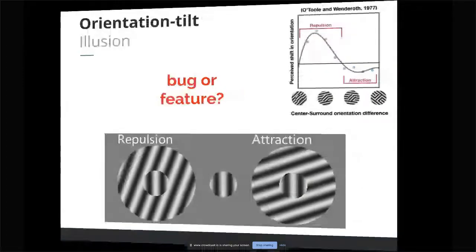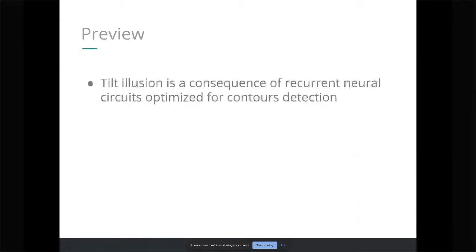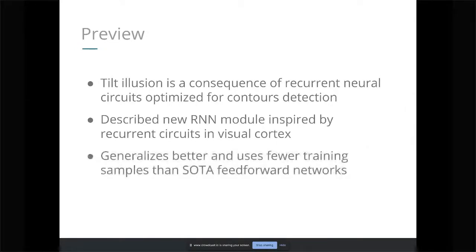To give you a preview of some of the main conclusions from my talk, I'll try to make the point that this orientation tilt illusion turns out to be a consequence of recurrent neural mechanisms and circuits that are optimized for the detection of contours. In the process, I'll describe the work we've done in building a machine learning module, a recurrent neural network module, that is grounded in the anatomy and the physiology of the visual cortex. And we will use that to ask questions about the role of these recurrent circuits.